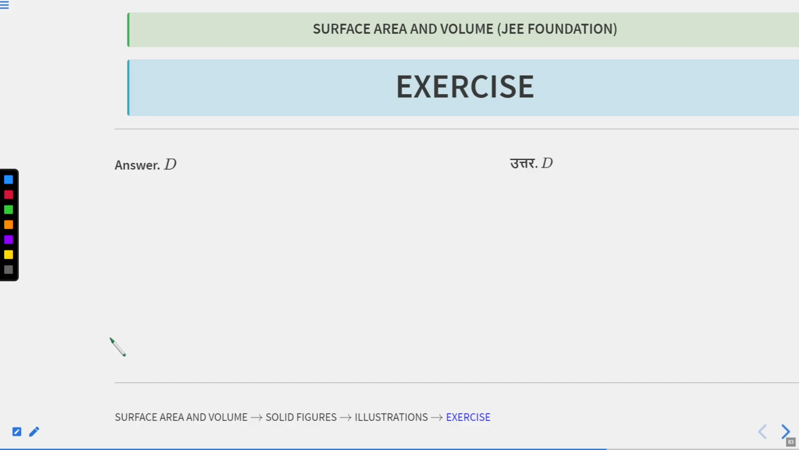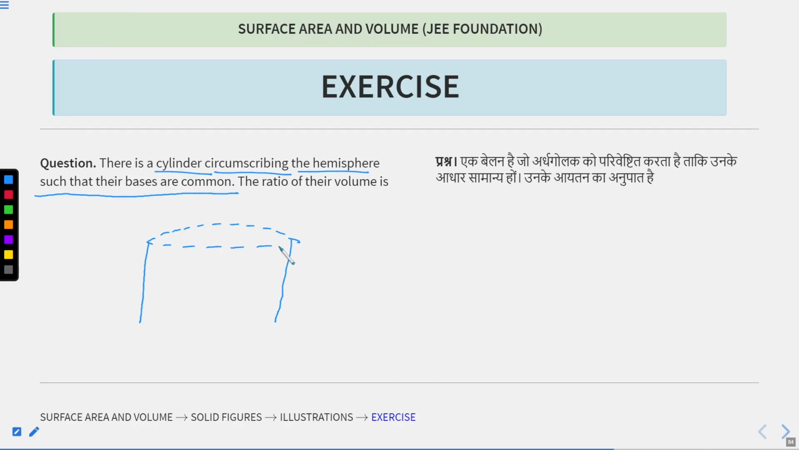Now in this question, the question says that there is a cylinder circumscribing the hemisphere such that their bases are common. Bases are common, that means this is my cylinder. Let's see. So this is my cylinder. Okay, I hope it is clear to you. This is my cylinder with this radius, say r is my radius. Okay, and in it there is a hemisphere like this.